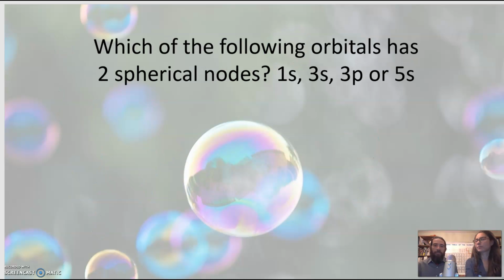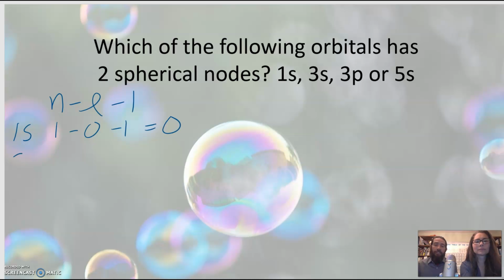All right. Okay, so this one has two spherical nodes. The trick, the cheat here is the spherical nodes are equal to n minus L minus 1. If we just go through each of these, for the 1s, n equals 1, L equals 0, that's the s, so 1 minus 0 minus 1 equals 0. So this one doesn't have 2. Let's look at the 3s. We've got 3 minus 0 minus 1 equals 2. Looks like we found our answer, but let's check the rest.